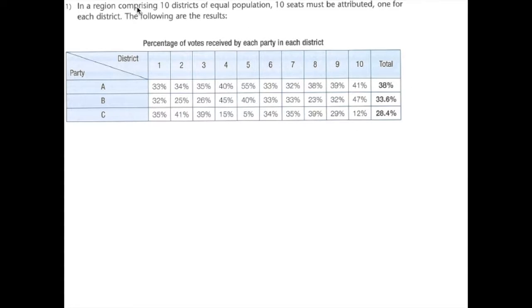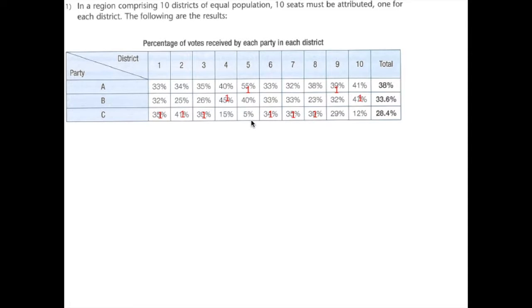Here's an example. In a region comprising 10 districts of equal population, 10 seats must be attributed, one for each district. The following are the results. Party A gets 33%, Party B gets 32%, and Party C gets 35% in District 1, so Party C wins in District 1. In District 2, Party C wins as well. In District 3, Party C again. In District 4, Party B. In District 5, Party A. In District 6, Party C wins. In District 7, C wins again. In District 8, C wins again. In District 9, A wins. In District 10, B wins.